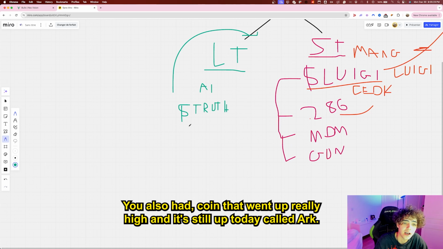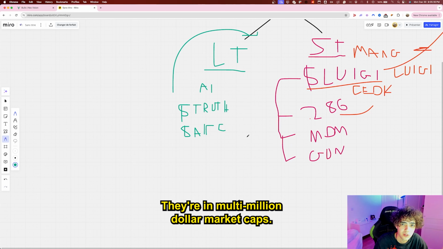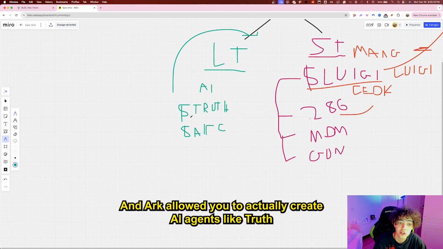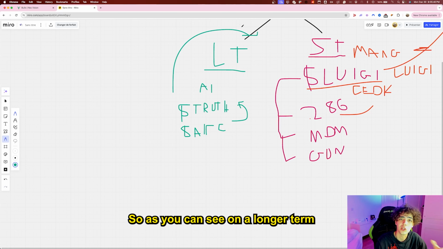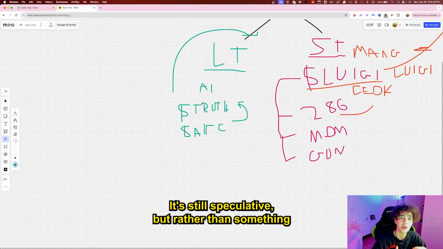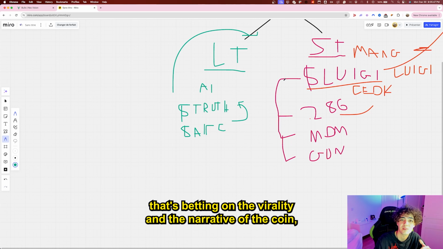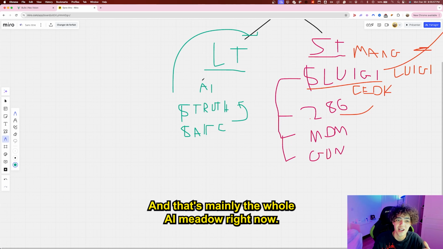You also had a coin that went up really high and is still up today called ARK. Same thing with Truth. These coins are still performing really high. They're in multi-million-dollar market caps. And ARK allowed you to actually create AI agents like Truth Terminal using the coin and the tech. So as you can see, on a longer term meta, you have some fundamental value behind the coin. It's still speculative, but rather than something that's betting on the virality and the narrative of the coin, you're betting on the fundamental tech behind the coin. And that's mainly the whole AI meta right now.